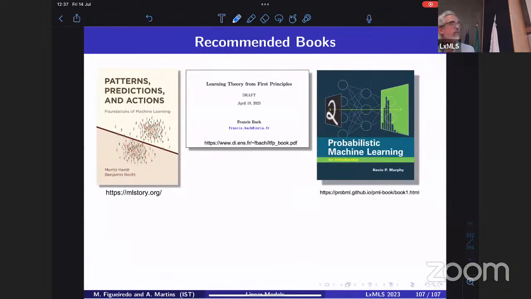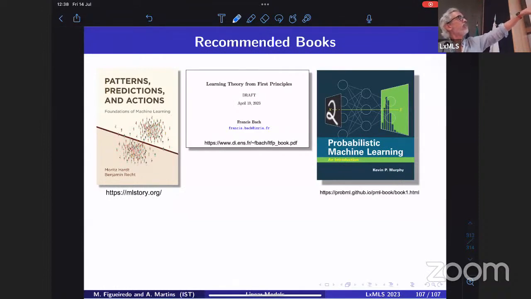I leave you with recommended books. Okay, these are the books that I recommend for people starting in machine learning. This is an absolutely amazing book. I love this book, by Ben Recht and Moritz Hardt. It's called Patterns, Predictions, and Actions. It has a very original take on machine learning. It's an excellent book. I really like it. It goes also into topics such as causality, reinforcement learning, because it goes into actions, not only predictions.